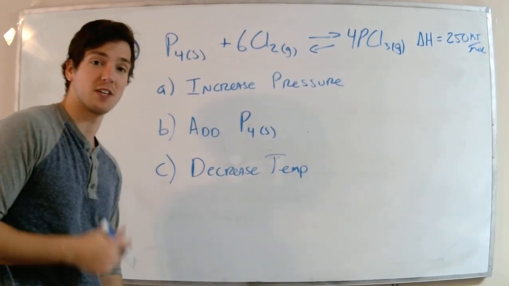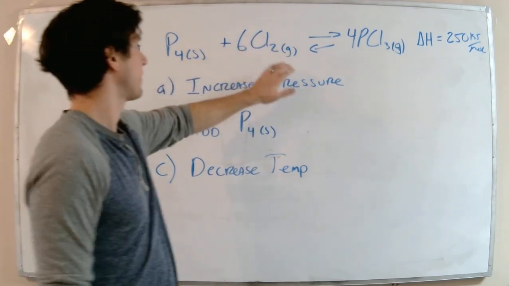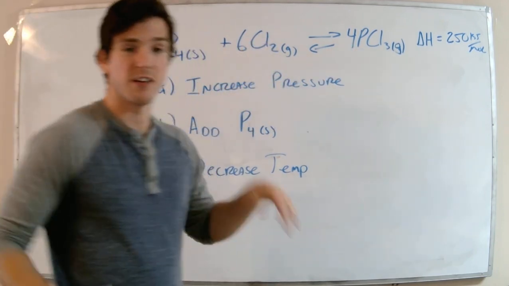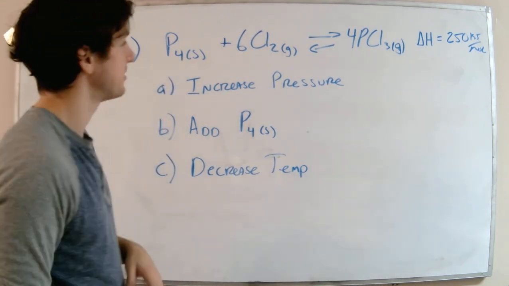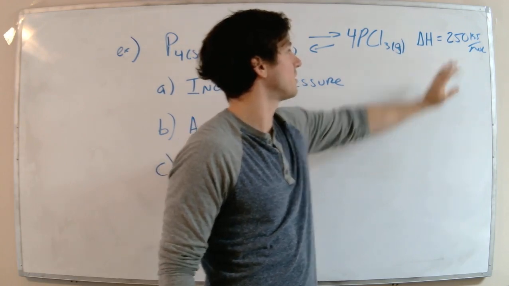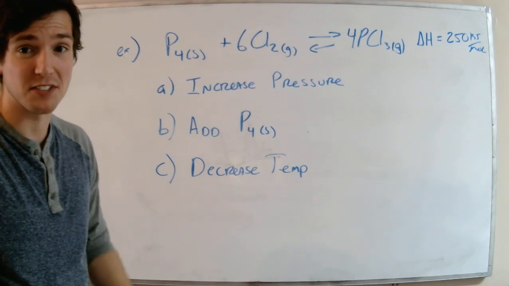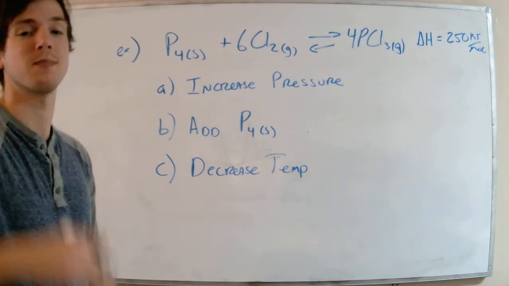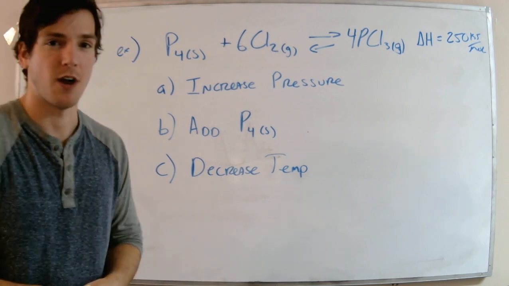So here is my example. I got phosphorus mixing with chlorine gas here, gaseous state, and it's making phosphorus trichloride. Notice here that phosphorus is a solid. I have a reaction here that has an enthalpy of positive 250 kilojoules per mole. So let's go through each of these and determine which way this shifts our reaction.